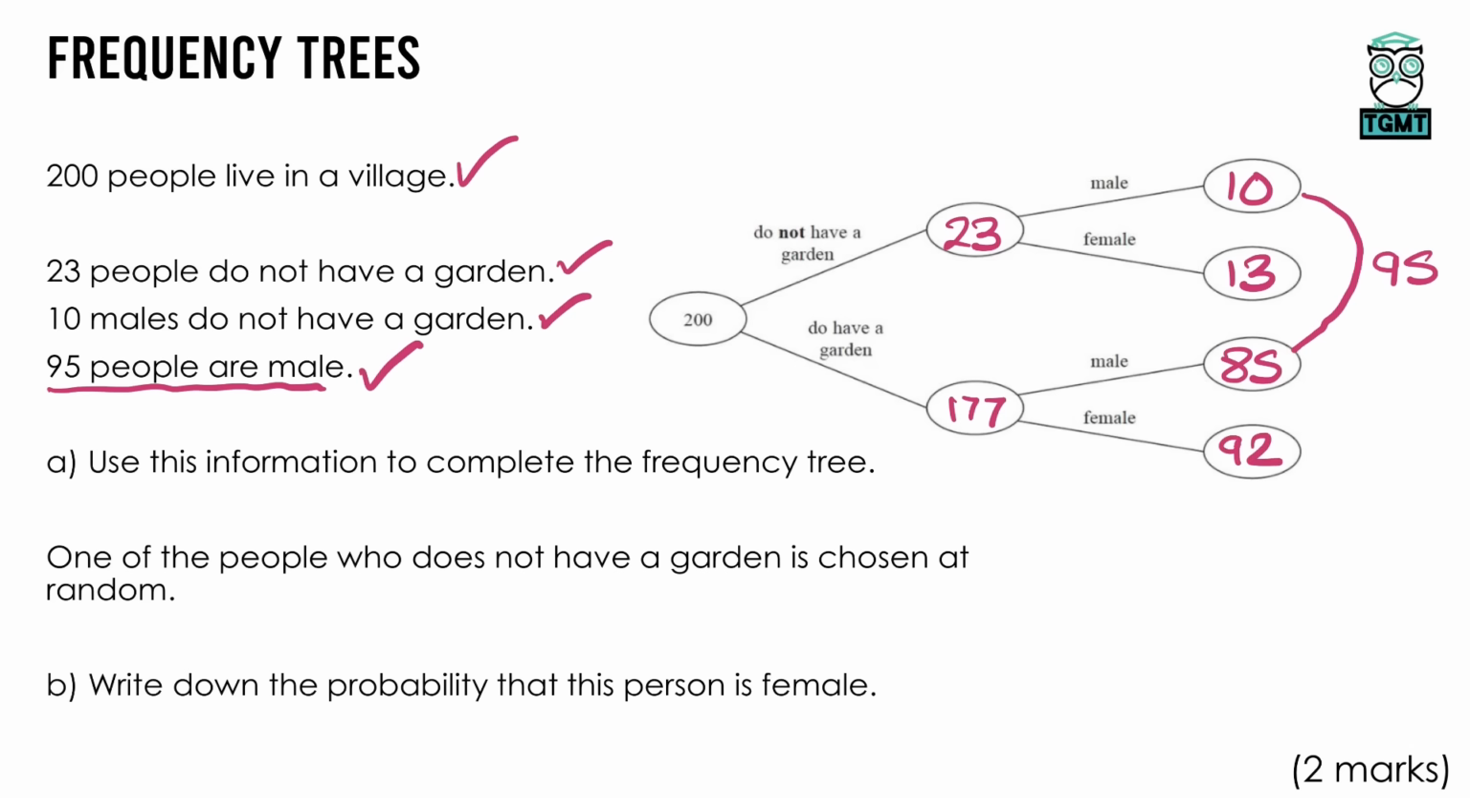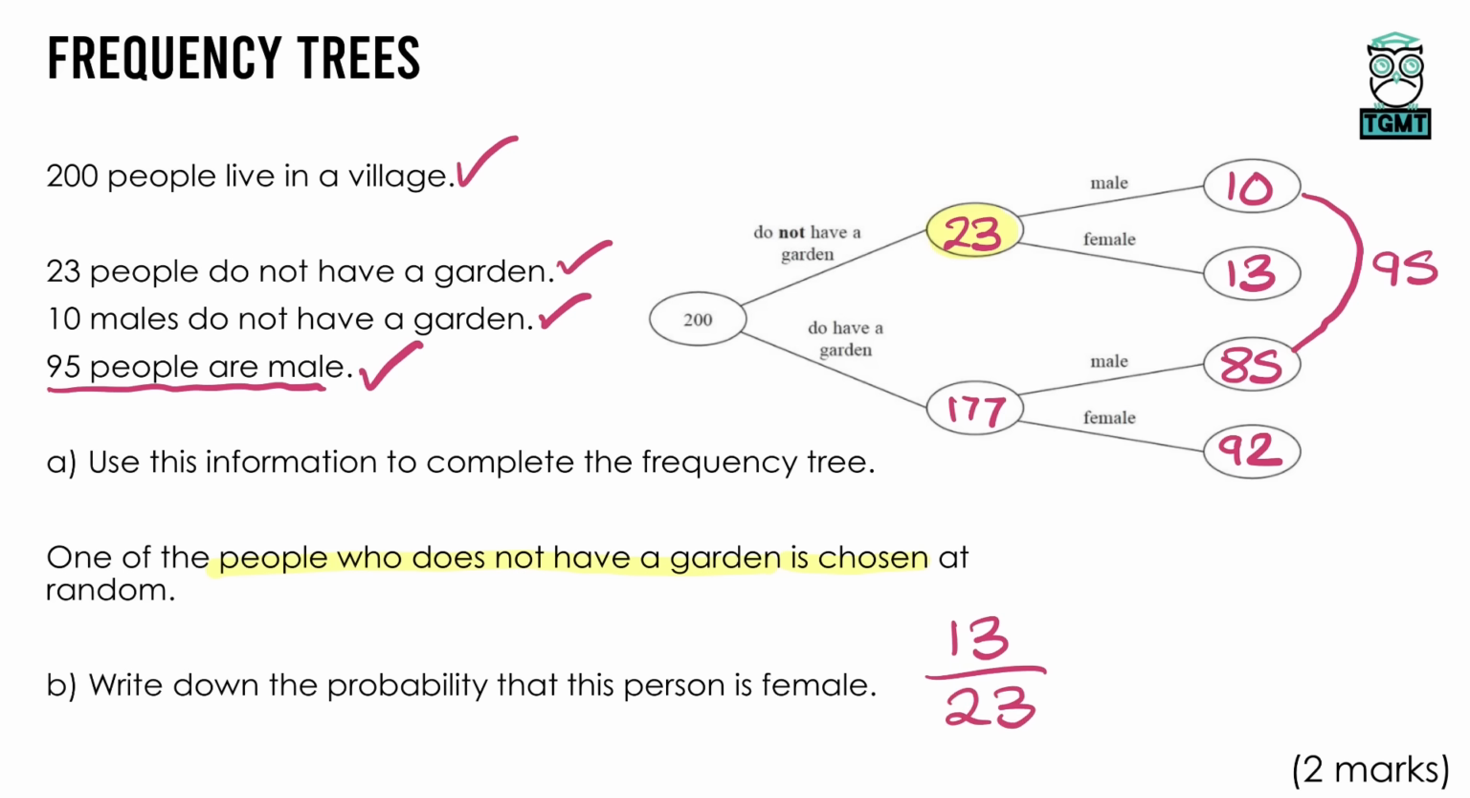Now it says one of the people who does not have a garden is chosen at random. Now this is really important because it says one of the people who does not have a garden is chosen. So we're only looking at the people who do not have a garden, so it's out of these 23 people. Write down the probability this person is a female. Well, there are 13 females, and we're only picking out of those 23, so that's 13 out of 23.